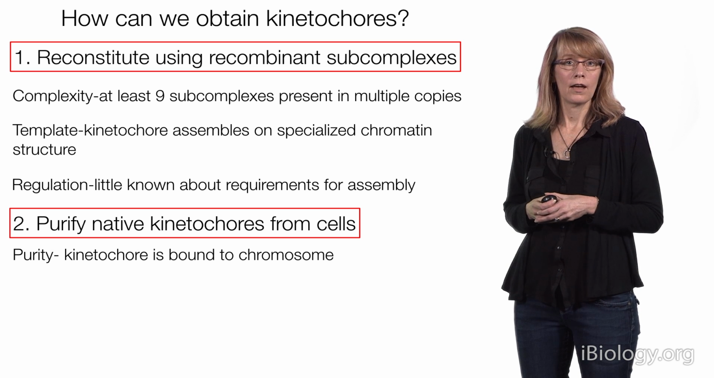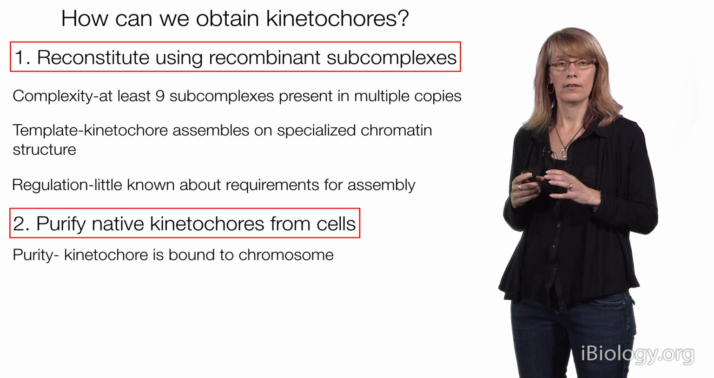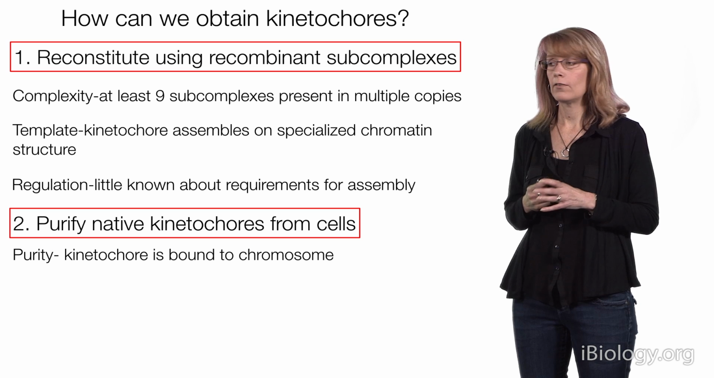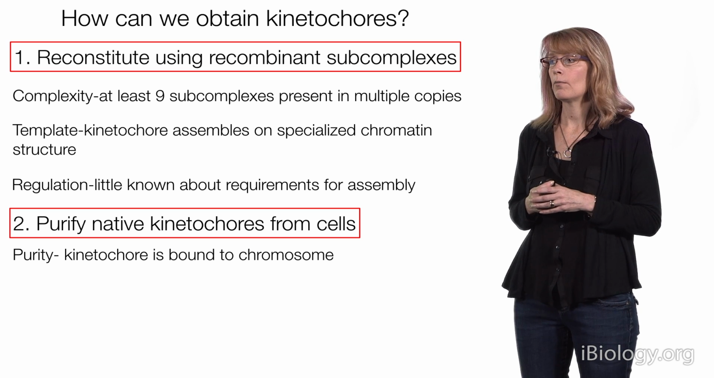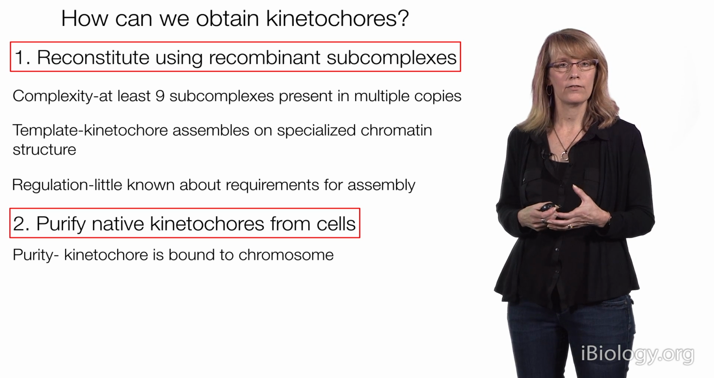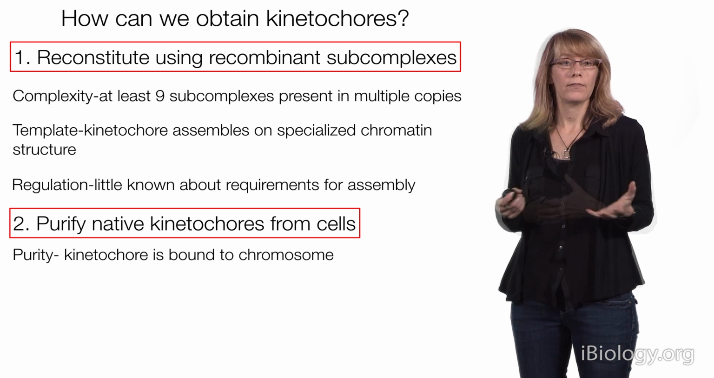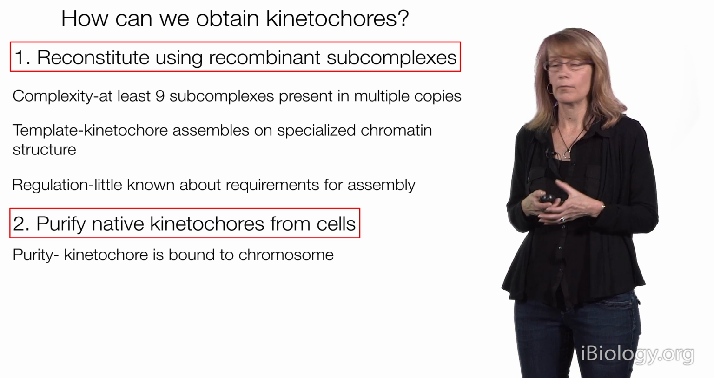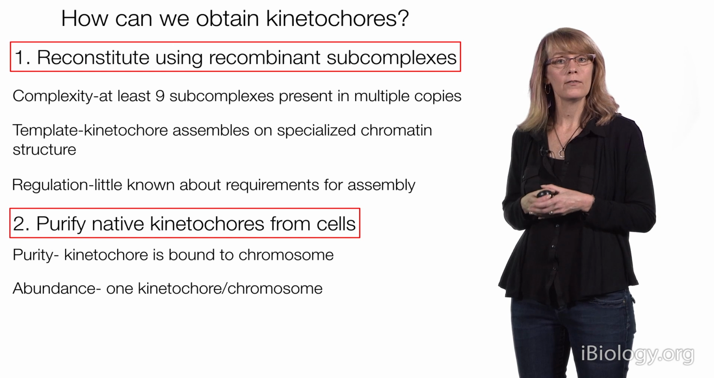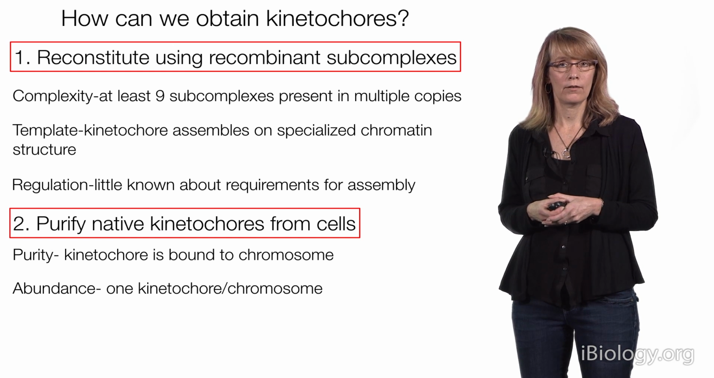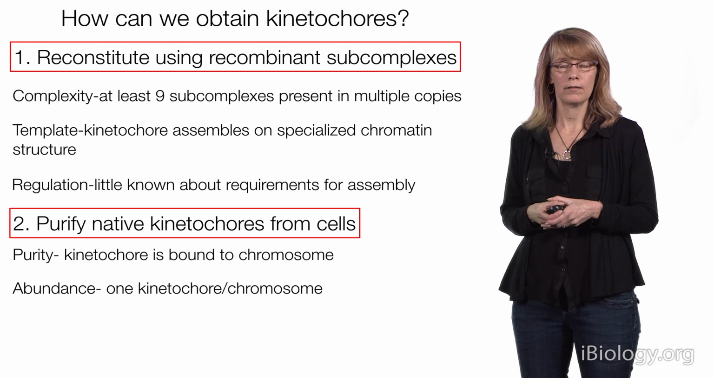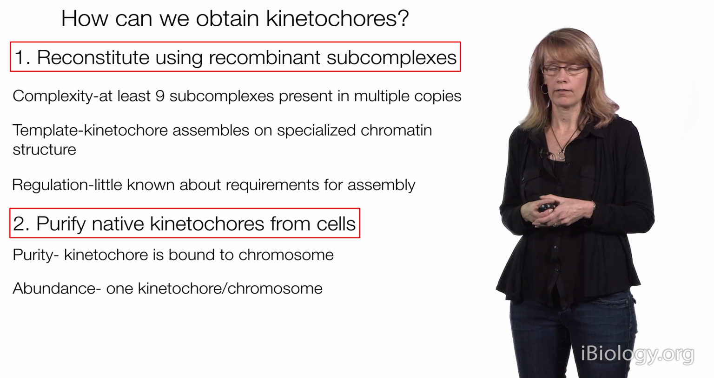First, purity. As I mentioned, the kinetochore is on the chromosome, and it's just a single locus on the chromosome. So we didn't know if we could come up with a purification strategy that would be clean enough and not have contaminants from other chromosomal proteins. Abundance was a huge issue. One kinetochore on a chromosome. We're completely limited by the number of chromosomes in a cell.